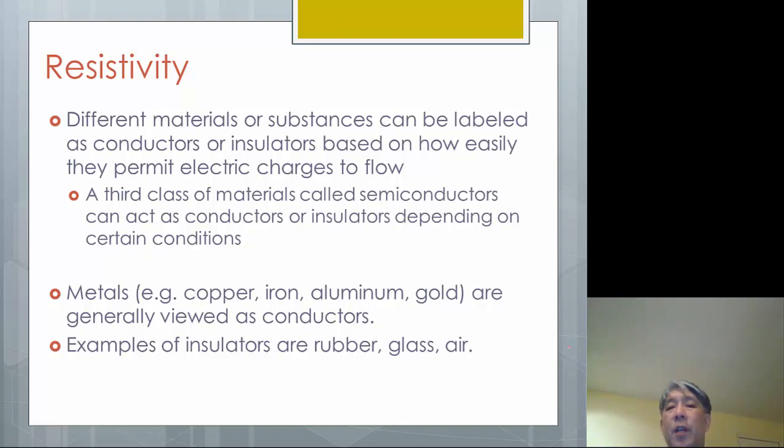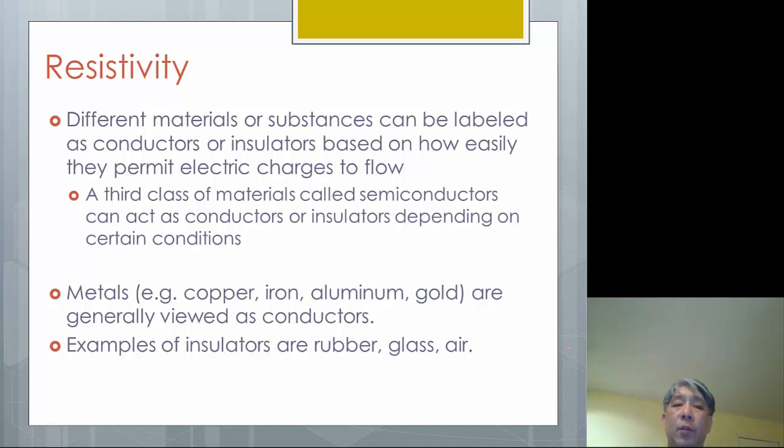Different materials or different substances can be labeled as conductors or insulators, basically based on how easily they permit electric charges to flow. The greater the resistivity, the more a product is an insulator. The inverse of resistivity, which you may see sometimes, is conductivity.